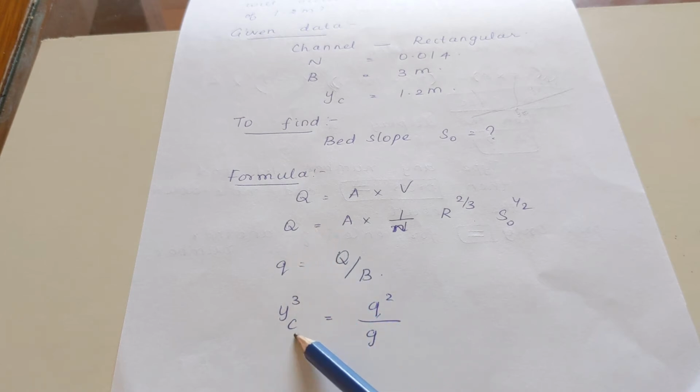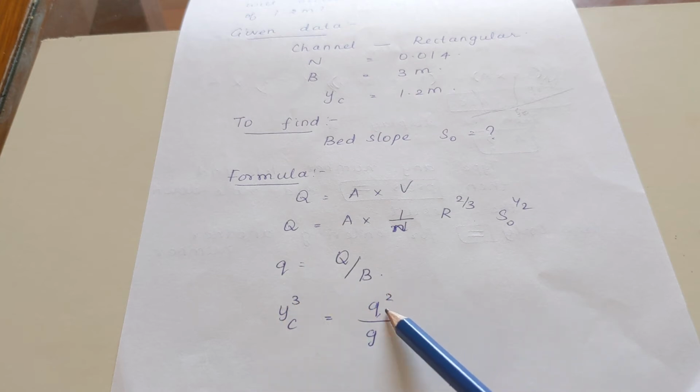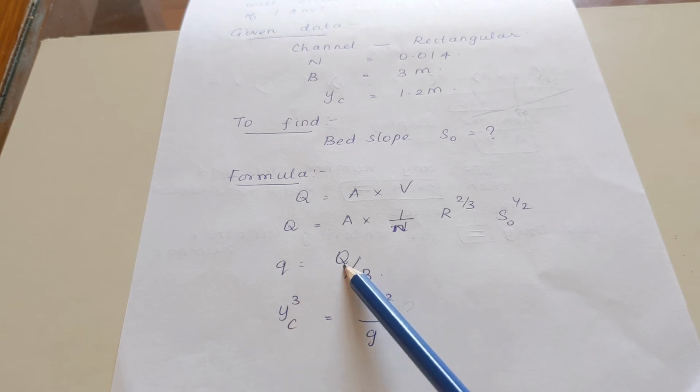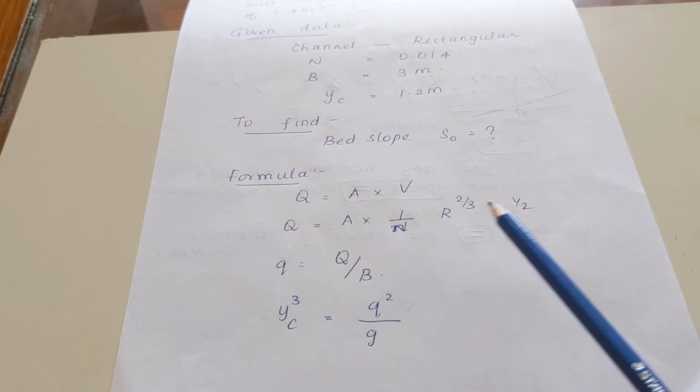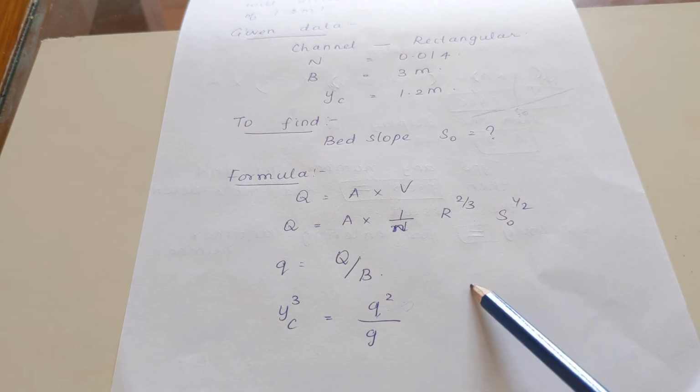But they have given the critical depth as 1.2 meter. So you have to use this formula: Yc cube is equal to q square divided by g. With this equation you can find out small q. With the small q you can find out the capital Q. After finding capital Q, substitute in this equation so that you can find out the bed slope. Clear? Have you all understood?